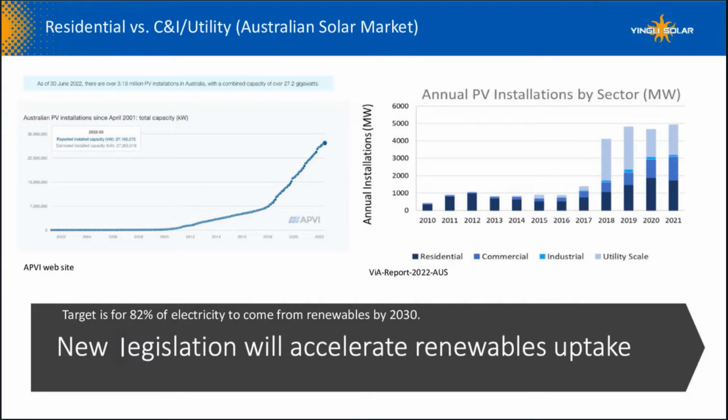But the real message here is solar installations are expected to grow very quickly from this point onward. The target is for 82% of electricity to come from renewables by 2030, which is not very far away. There is new legislation here, which will only enhance the continued increase of solar uptake. So hold on to your hats, everyone. It's about to get even more interesting.